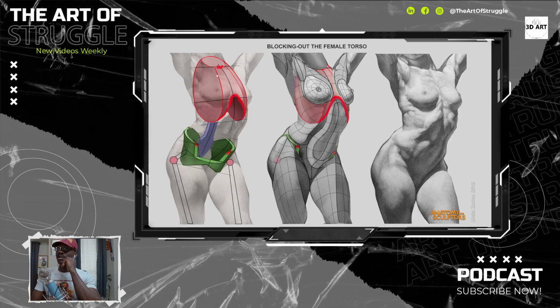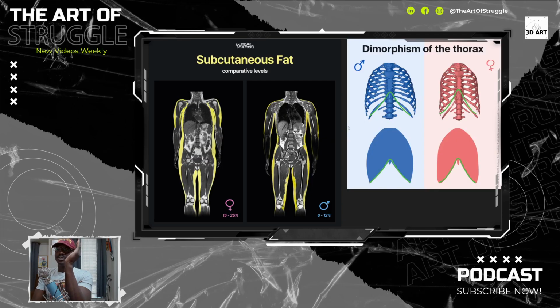And this is what I'm talking about when it comes to that natural S curve kind of shape that we have in the human body, and how the rib cage will bend, and then the pelvis will also give you that bend as well, to give you that nice kind of S shape that our figure normally has.